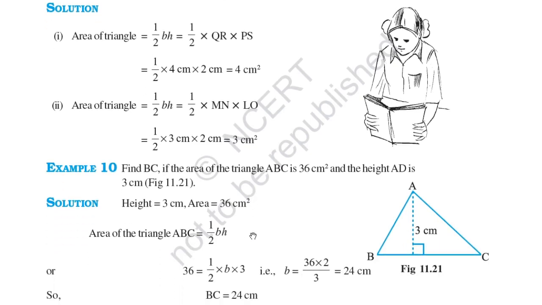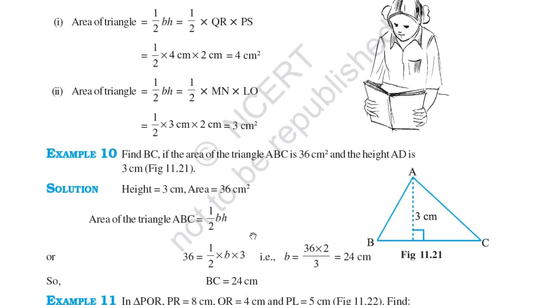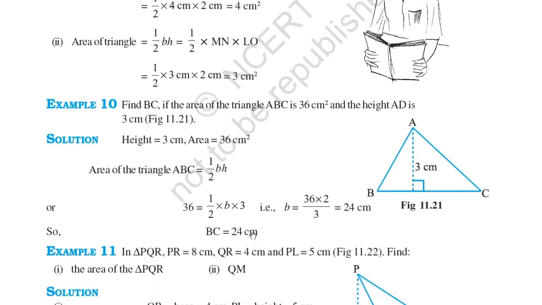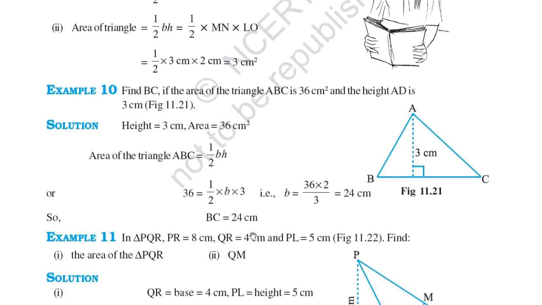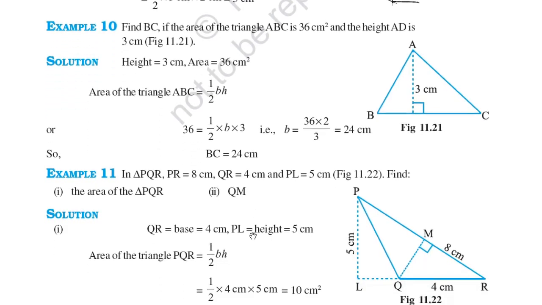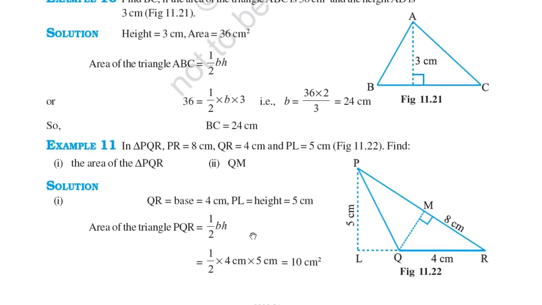So question number 10. Find BC if the area of triangle ABC is equal to 36 centimeter square and the height AD is 3 centimeter. So you can see in figure 11.21, height is equal to 3, area is given 36. So area of triangle ABC is equal to 1 by 2 B into H. So 36 is equal to 1 by 2 B into 3. So B becomes 24 centimeter square. So BC is equal to 24 centimeter square.